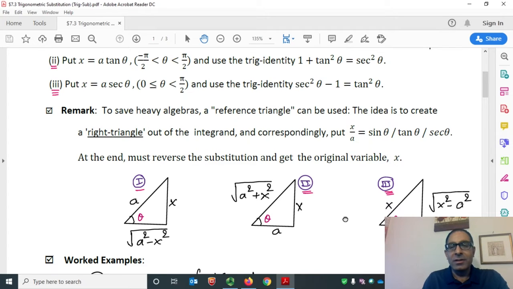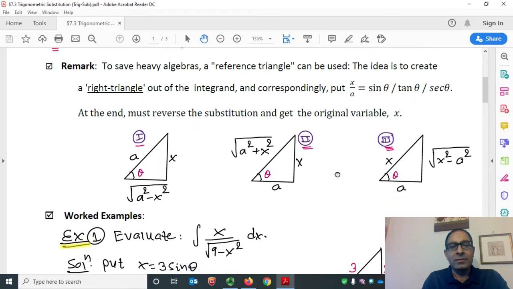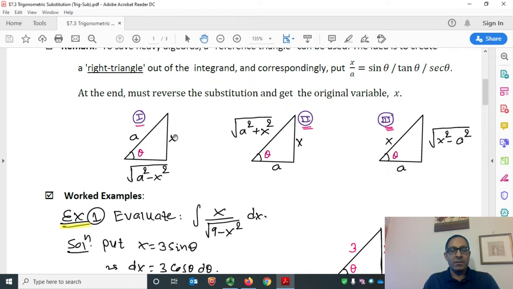Now let me talk about the right triangles here. For the first type, we put x over a equals sine theta. In a right triangle, sine theta is the ratio of perpendicular and hypotenuse. So x is the perpendicular in my triangle, and a is the hypotenuse. Then by the Pythagorean theorem, the base must be radical a square minus x square.